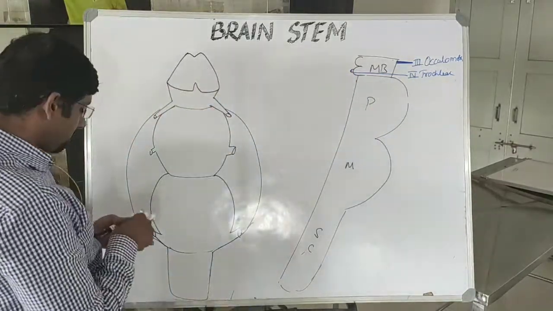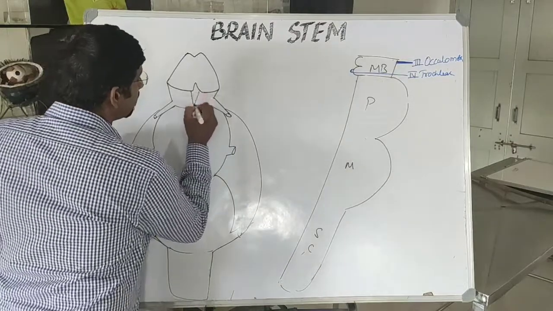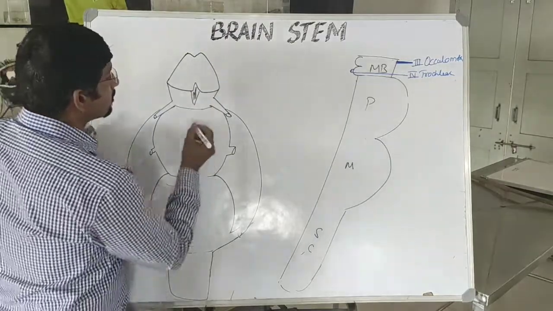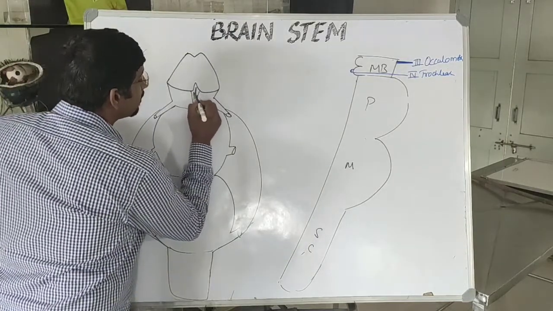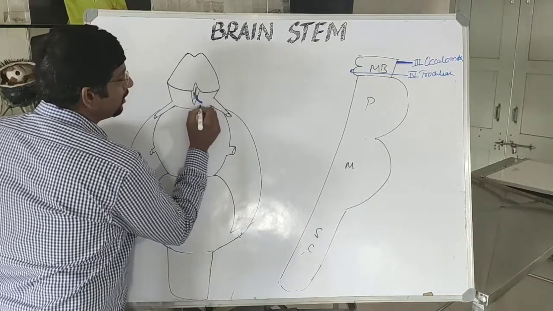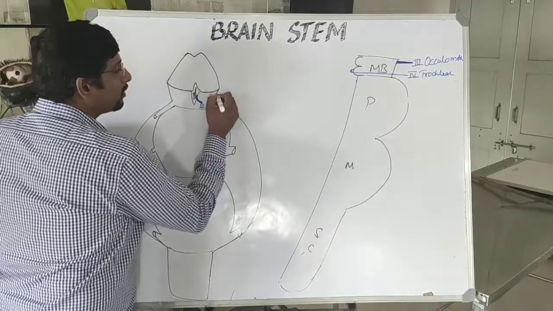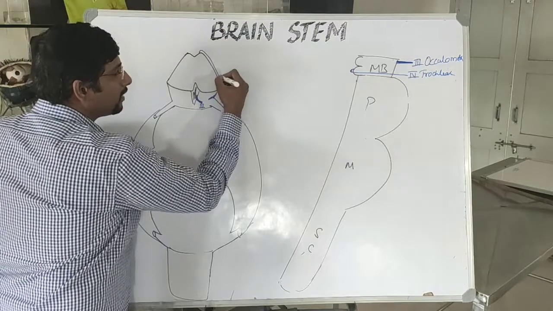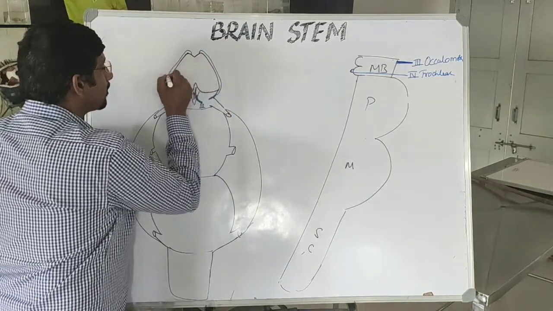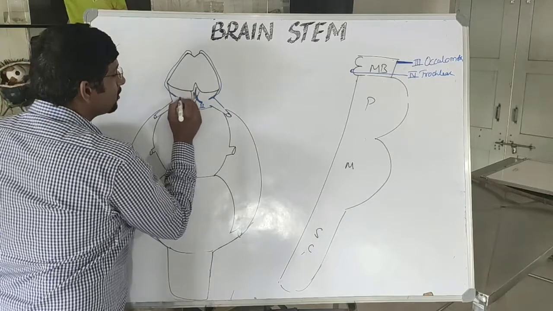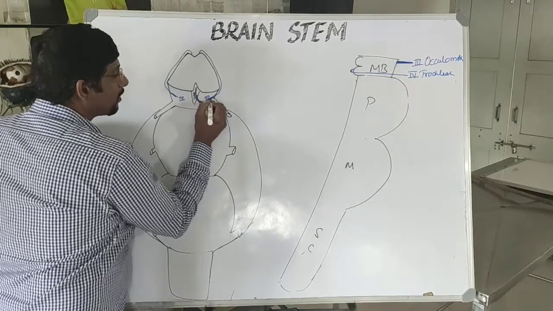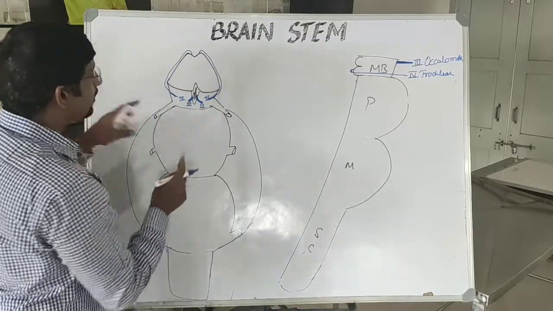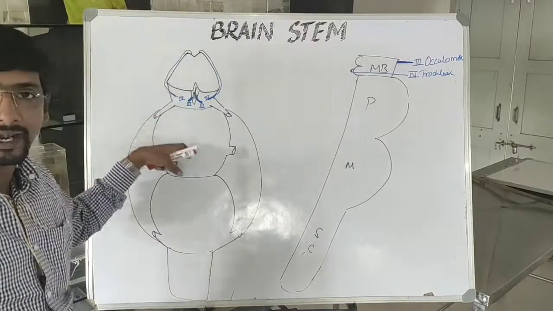If you draw the same thing here, this is the interpeduncular fossa and the cranial nerves. This is going to arise here, right? This is going to come here. This is the third cranial nerve. And the fourth cranial nerve is going to come like this, which arises here and comes anteriorly like this. This is the fourth cranial nerve. Third in front, then fourth from behind, anteriorly.